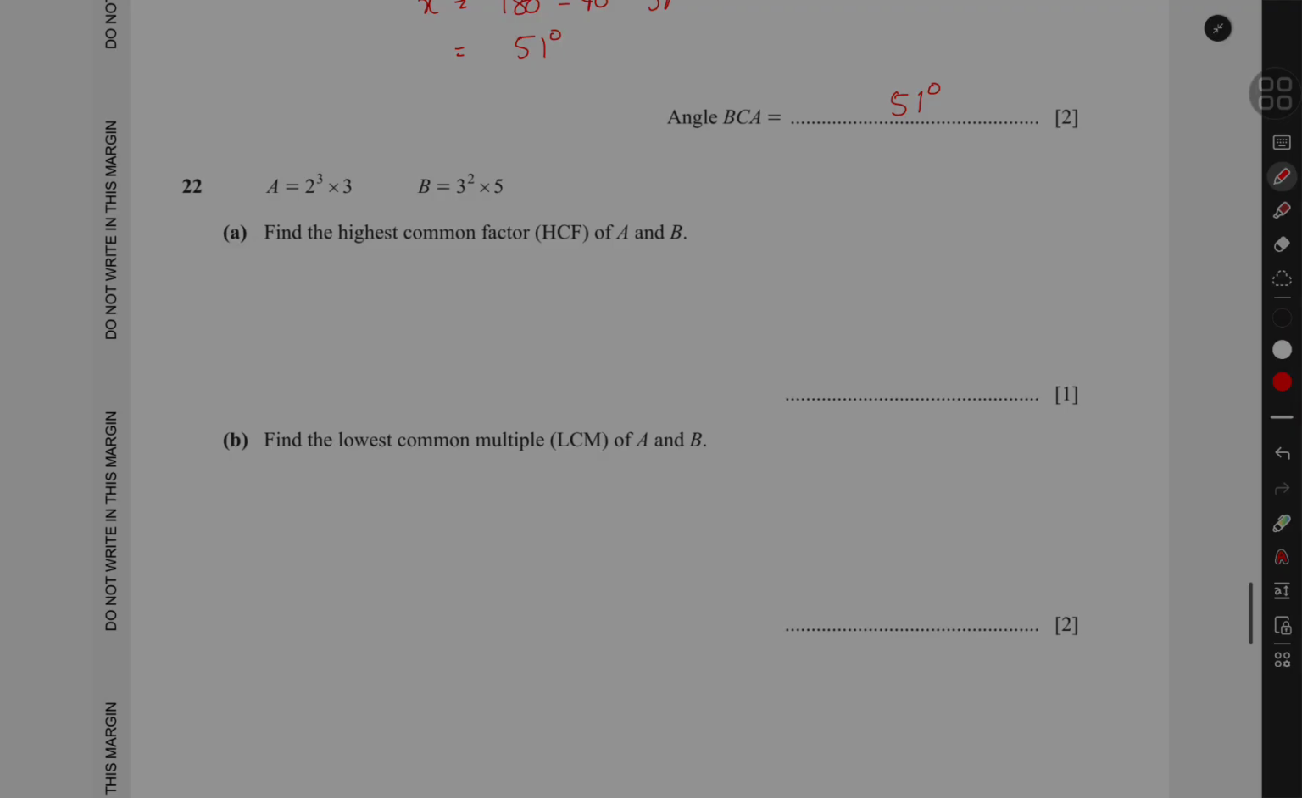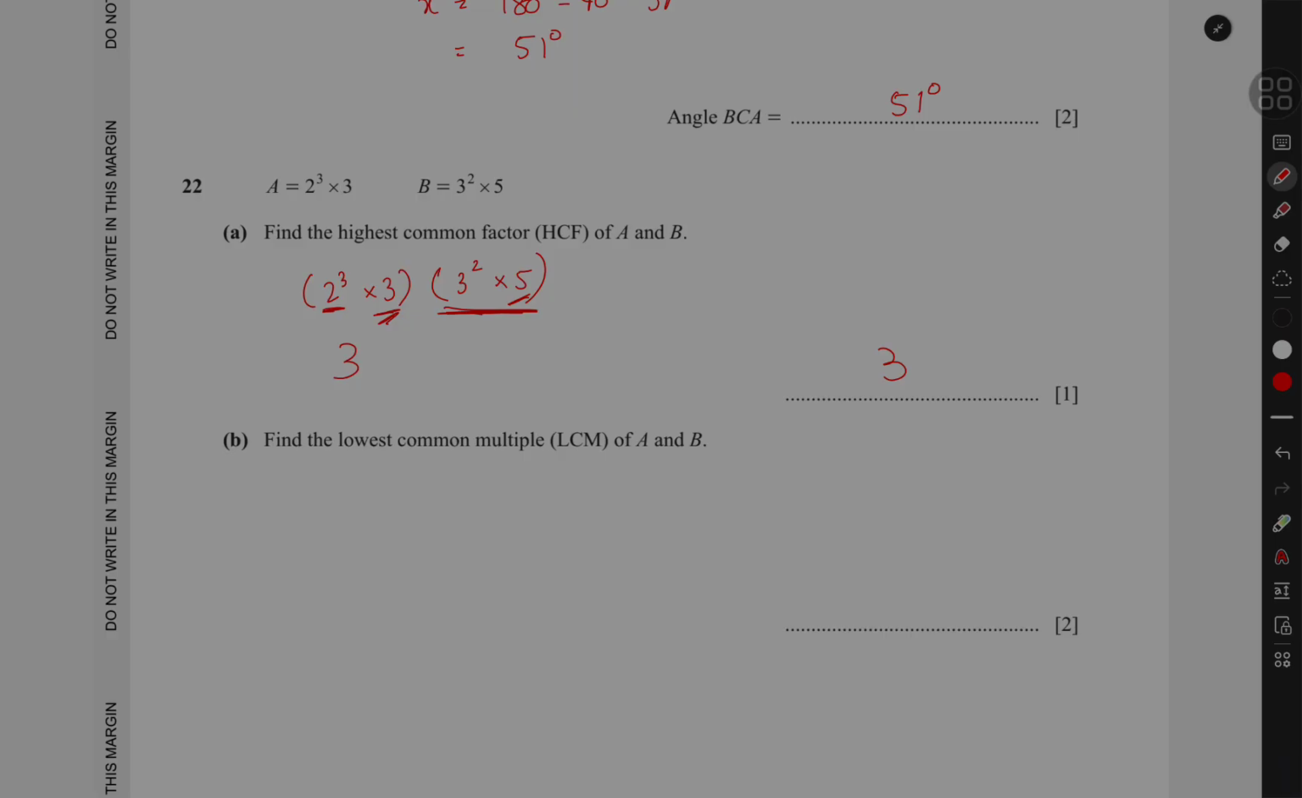Next question. a equals 2 cubed times 3, b equals 3 squared times 5. Find the highest common factor of a and b. Highest common factor: what they're saying is we have 2 cubed times 3 and 3 squared times 5. What is everything that is common, just take it out. This has 3 2's, but this one has no 2's. This one has 1 3, and this one has 2 3's, so I can just take out 1 3. This one has 5, this one has no 5's. So the highest common factor is 3.